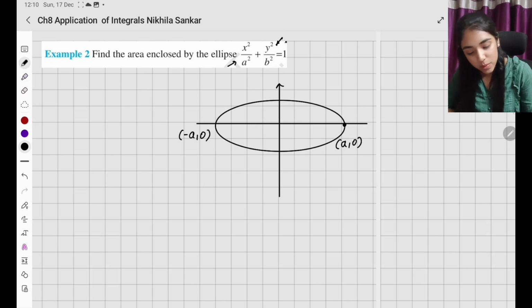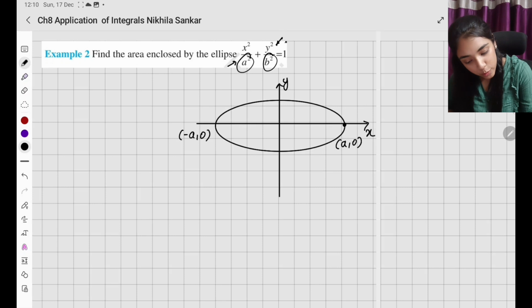And y square by b square, y axis, correct? This is my x axis. So on x, I put a. And on y, I have to put b. So this point is going to be 0 comma b. And this point is going to be 0 comma minus b.